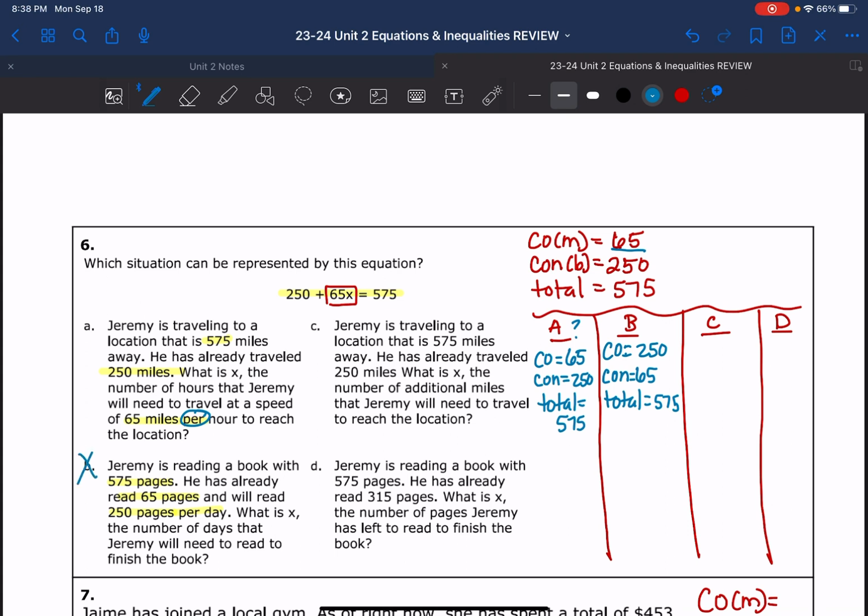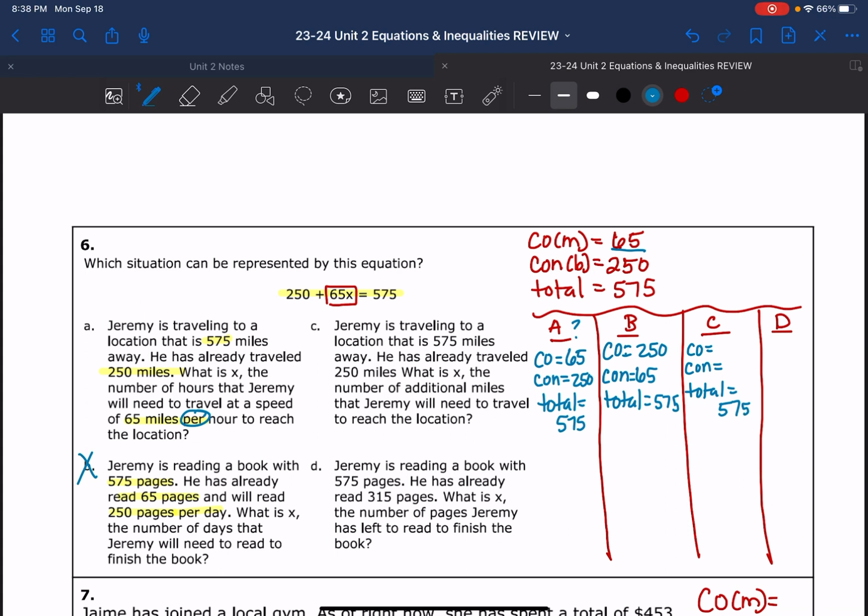So it cannot be B, okay? Let's look at C. Jeremy is traveling to a location that is 575 miles away. He has already traveled 250 miles. What is X, the number of additional miles that Jeremy will need to travel? So here we have a total that is 575.